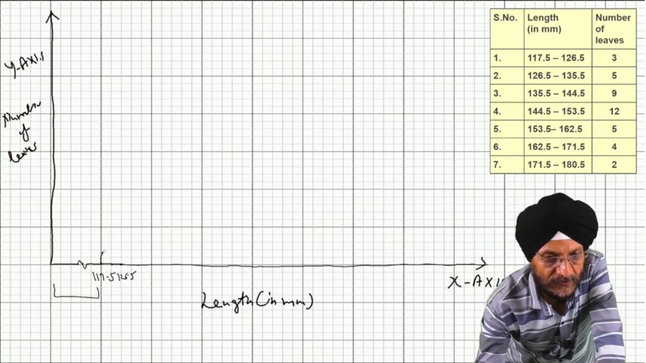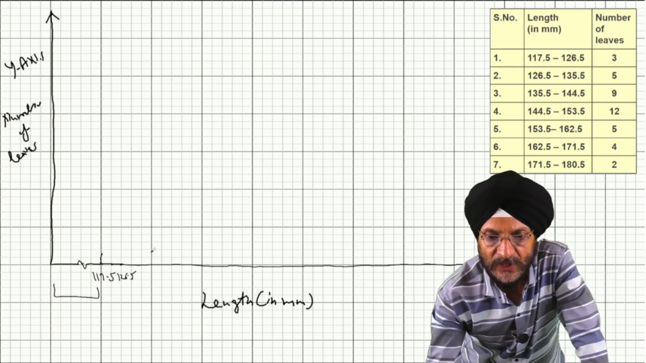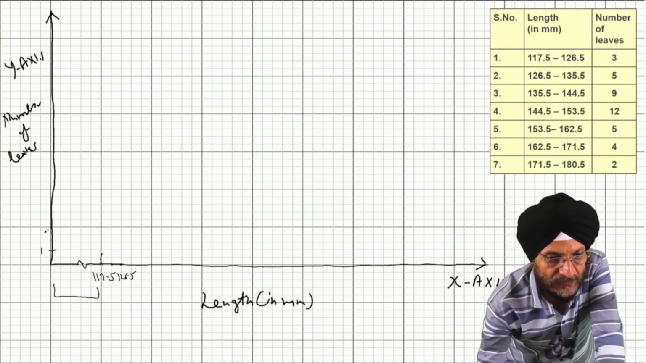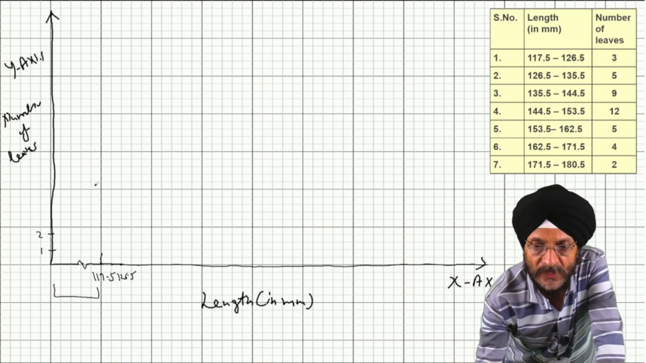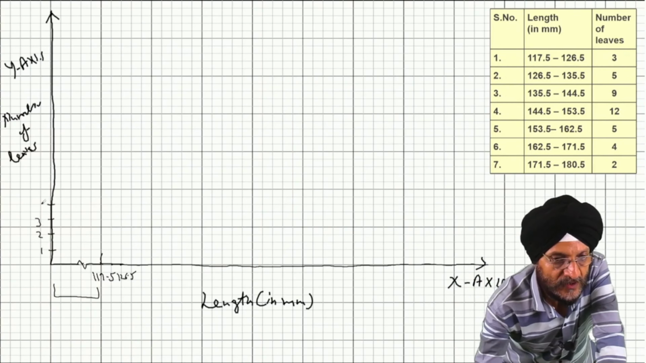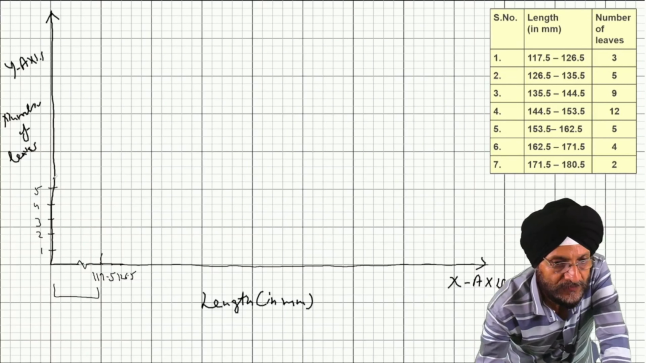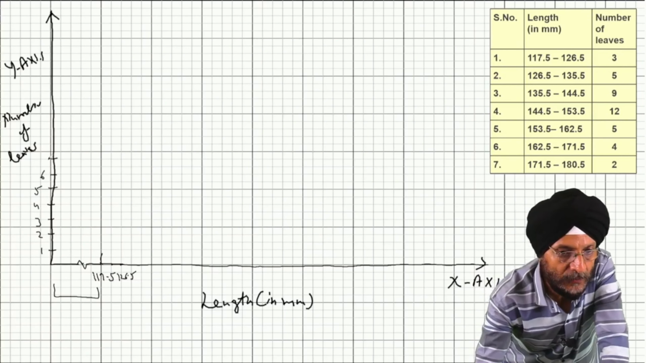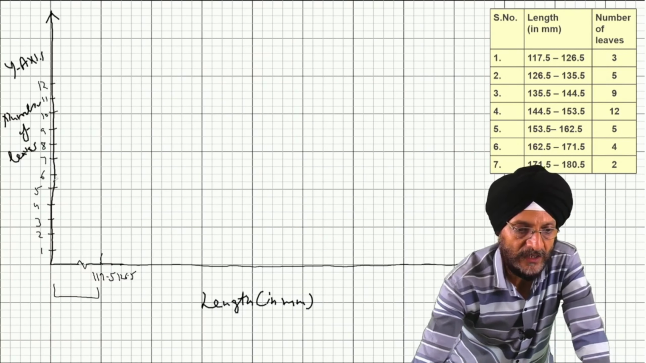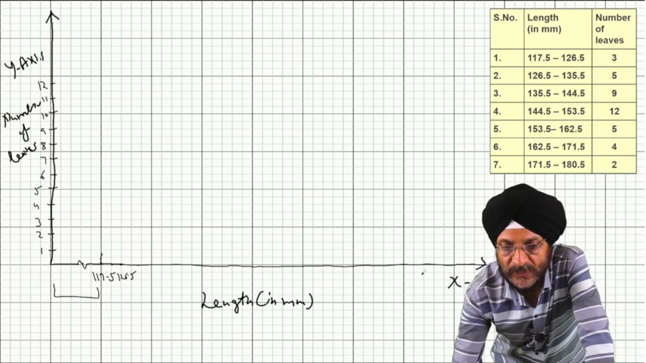So here 117.5 to 126.5, here the number of leaves are mentioned. We will take it on this side, 1, 2, 3, 4, 5, 6. After every 2 cells we are marking one leaf, 8, 9, 10, 11, 12. So on the y-axis, we have marked the number of leaves, and now we will be marking the length of each class interval.